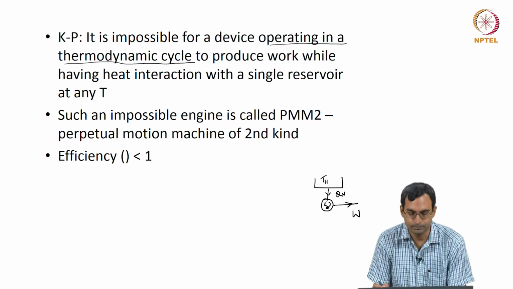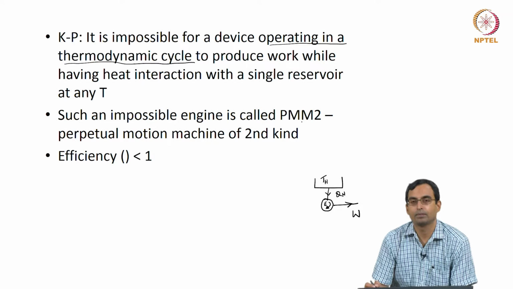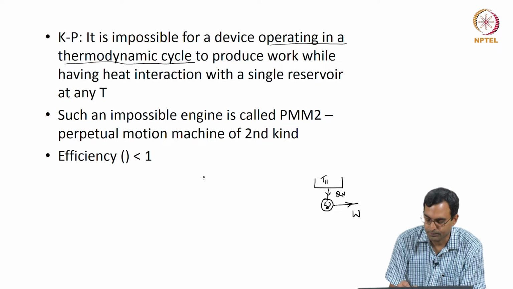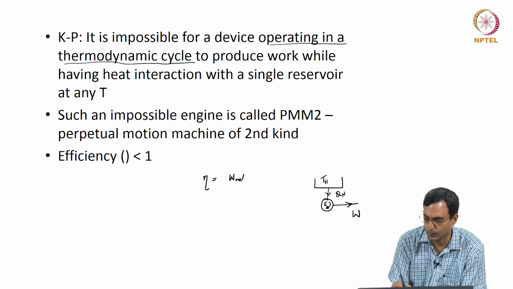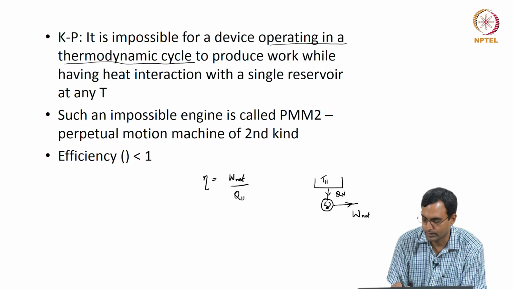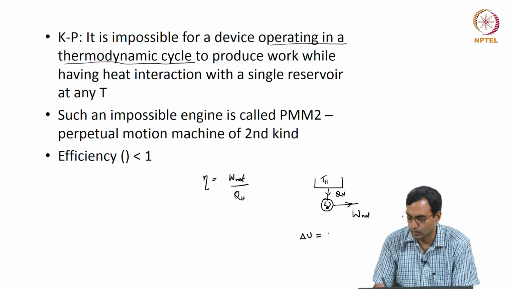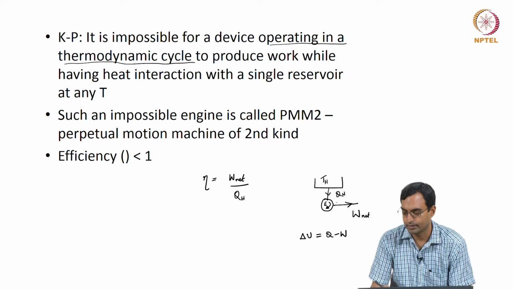Supposing this was possible, we would call that kind of engine a perpetual motion machine of the second kind, and it would have an efficiency of 1, because the efficiency for the heat engine we discussed is the net work done, which is what we want, divided by the heat input, which is QH. So if we had a system of this kind, where E is our system, the first law gives us delta U is Q minus W, or delta E is Q minus W. We do not have any potential and kinetic energies associated, so delta U is fine here.